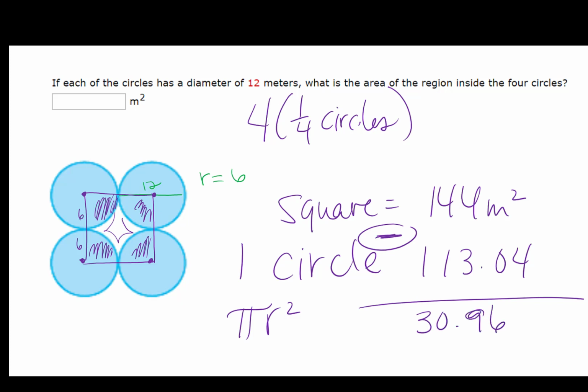And I think the original problem, I must have not copied that part. I think the original problem said to round up. And so this would just round to 31 meters squared.